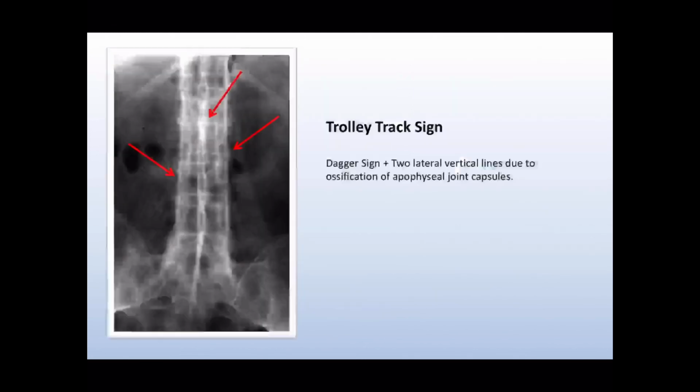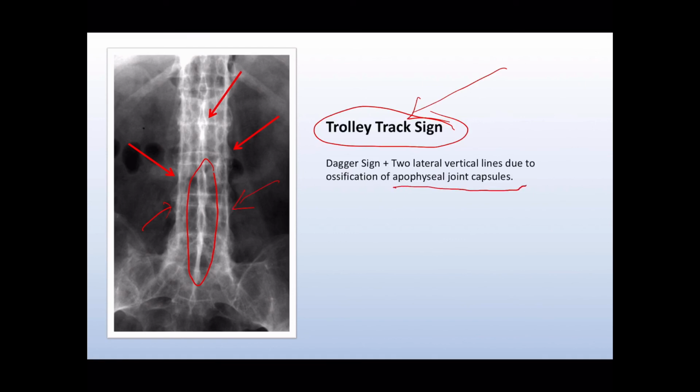There is another thing, trolley track sign. I haven't read about it in any books. I found it in Radiopaedia. In the middle, this is called the dagger sign. When there are two vertical lines lateral to the dagger sign due to ossification of apophyseal joint capsule, there are three lines in the spine which look like a trolley track. This is called the trolley track sign. Very easy, very simple.